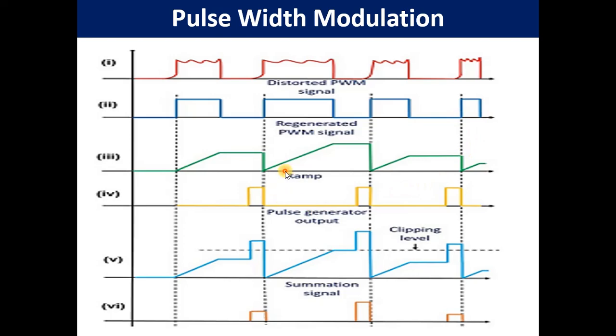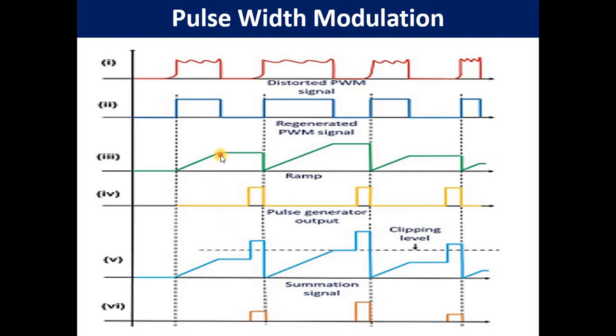What is the output of the ramp generator? When this waveform is active, definitely there is an increase in the voltage. For the zero portion, it remains constant. As the ramp increases up to this, this portion remains stable. The output of the ramp increases when there is an active portion of the regenerated PWM signal, and then it remains constant. The pulse generator output is in terms of a train of pulses, which is represented by this waveform.